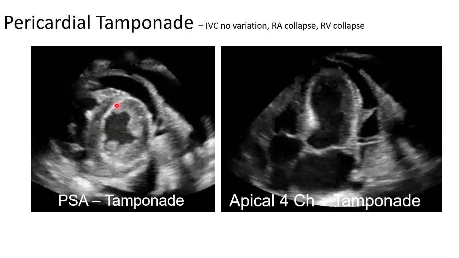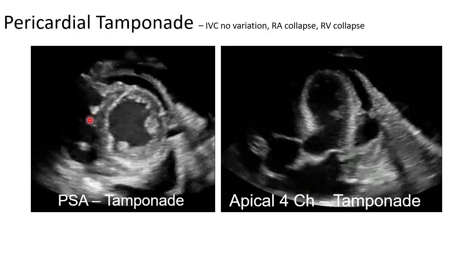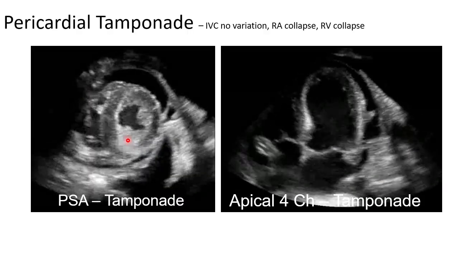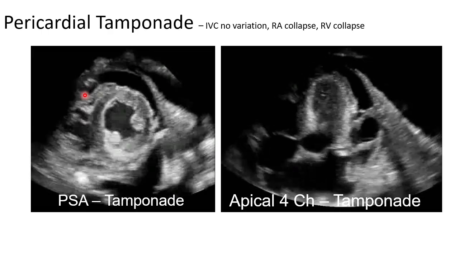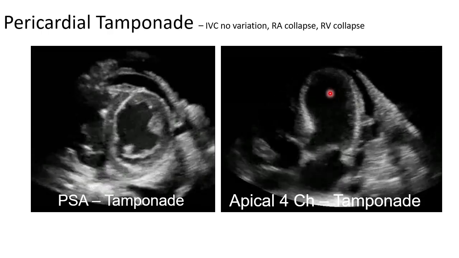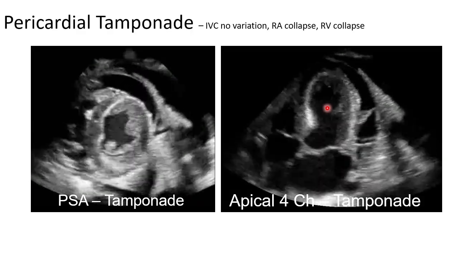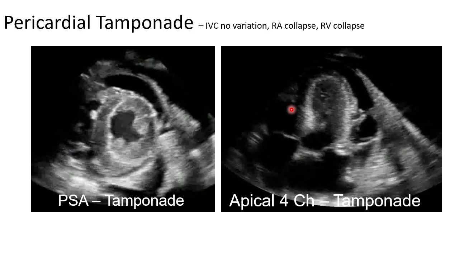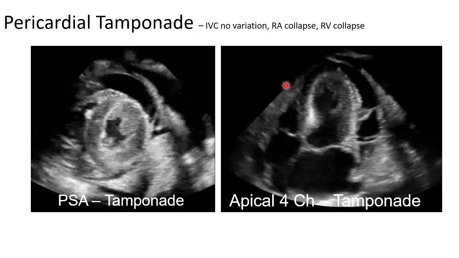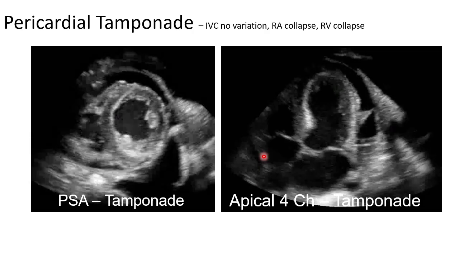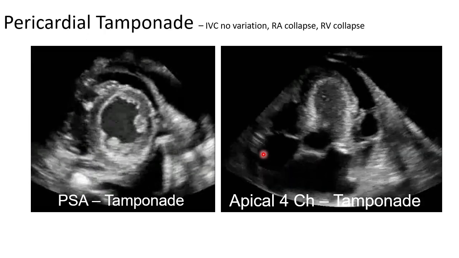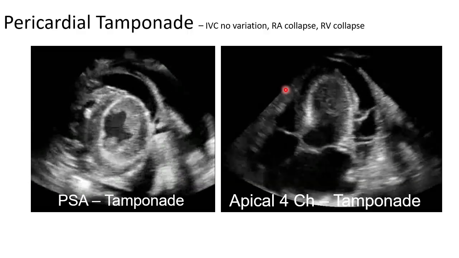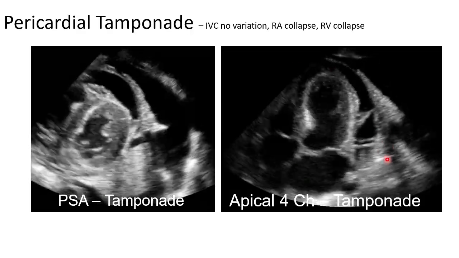So parasternal short, this is the LV, the RA, the RV, the LV, and a little bit of collapsing up here. Apical four chamber, so LV, LA, RA, RV. You're looking at the right side of the heart for collapsing. You see kind of the RA with collapsing in here, and hard to tell with the RV, but up here it looks like there's collapsing. Fluid all around the heart.